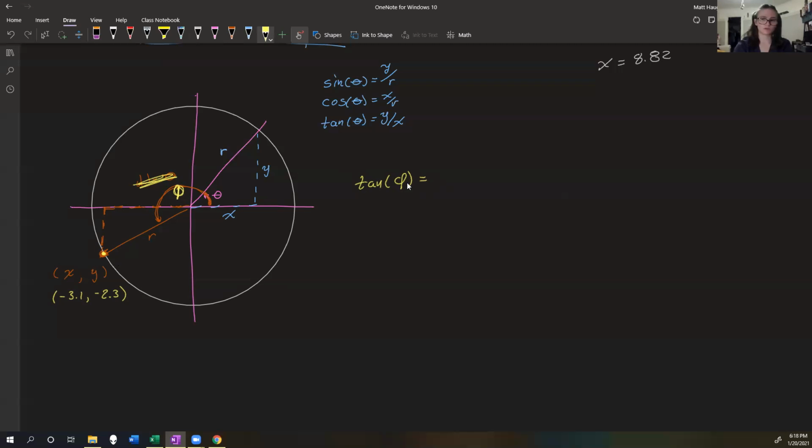Would those coordinates give you the angle of that point in the triangle? They could, and will eventually. But if we just want to find that tangent value, the tangent value is supposed to be opposites and adjacents, but that's only in triangles. If we're out of a triangle, it's still those y's over x's. So that's just the negative 2.3 over negative 3.1, or 23/31.